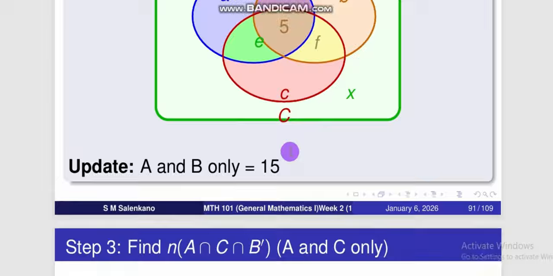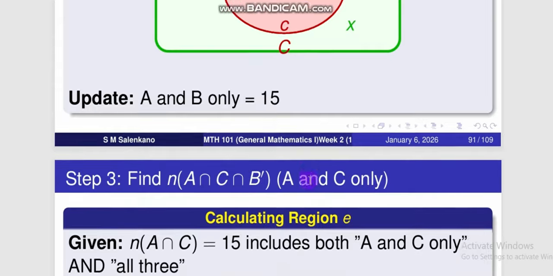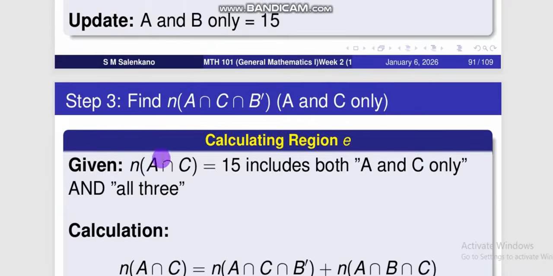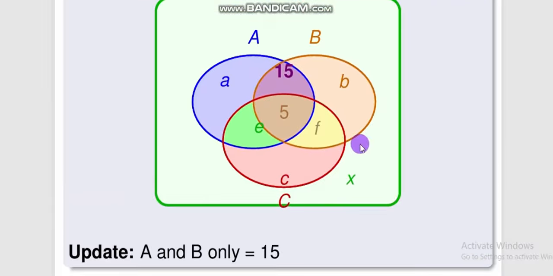Then we move on to the next region. Here is the update: A and B only is 15. So now we want to get A and C only, A and C only without B. So remember again that the 15 that we were given for A intersection C includes those who read A and C only, and those who read all the three, A, C, and B. So let's go to the diagram again. Look at it. A and C.